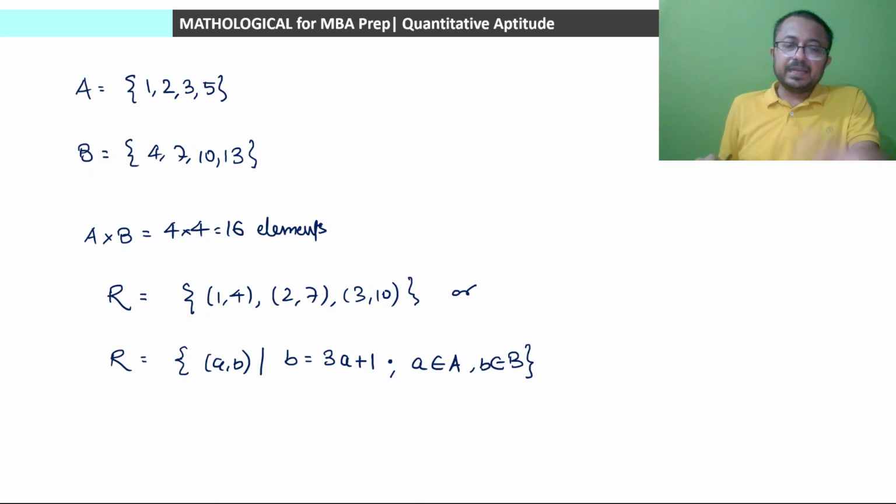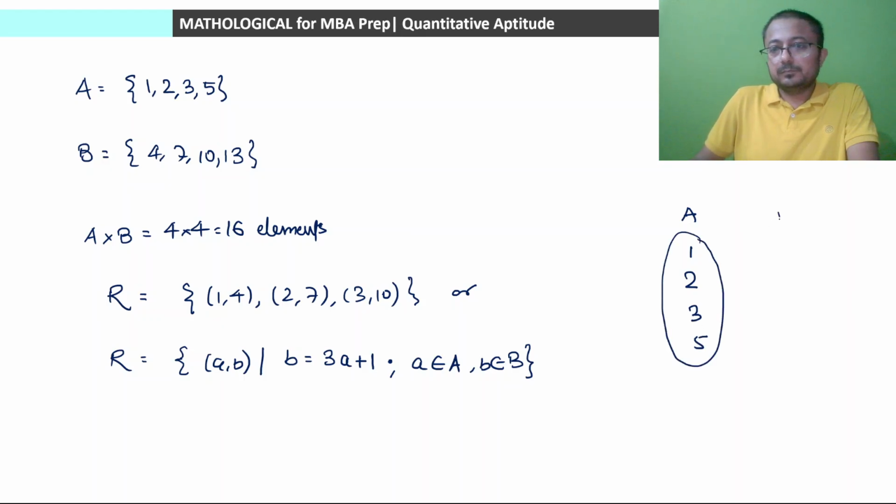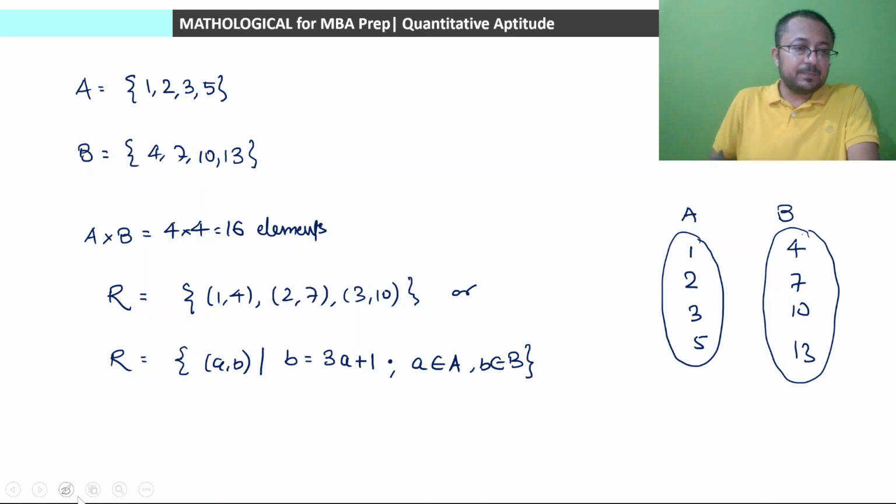ठीक है, अब क्या ही करें कर पा रहे हो, if b is equal to 3a plus 1, तो अगर हमने पहला सेट से एलिमेंट लिया from set A, which has elements 1, 2, 3 and 5, and set B has elements 4, 7, 10 and 13. So if b is equal to 3a plus 1, now if we take the first element from set A, that is equal to 1, so b is equal to 3a plus 1.